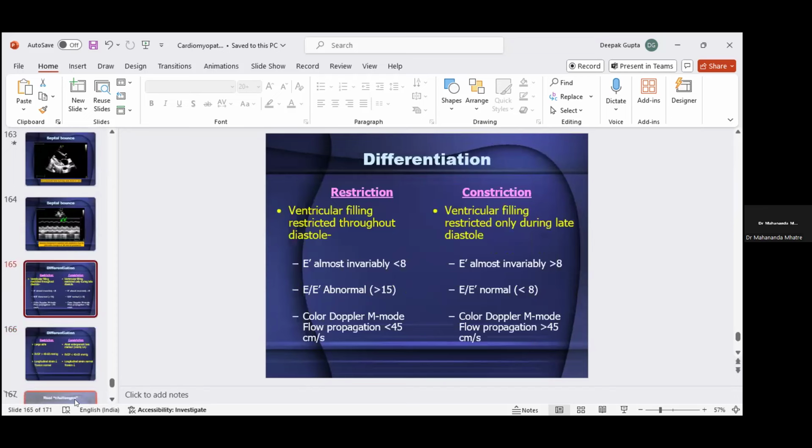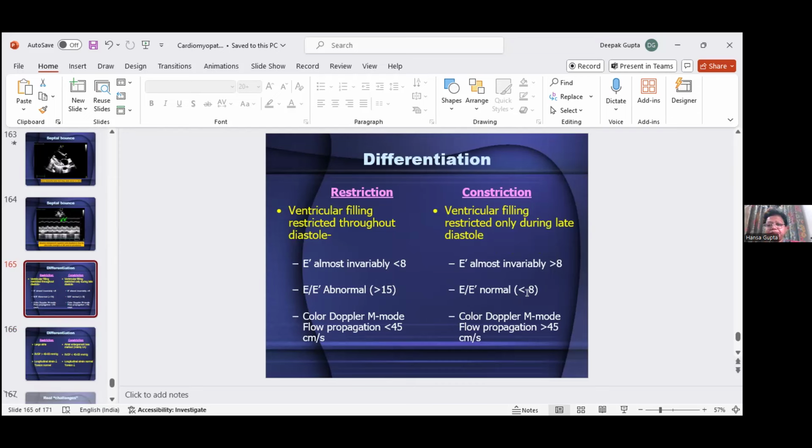See here. E prime is almost invariably less than 8 in one condition, and almost invariably more than 8 in the other. This is the TDI you're talking about, the mitral annulus. E upon E prime is abnormal, more than 15, in one. E upon E prime is normal here, less than 8. Did this answer your question? Yes, madam. This is what I wanted. Thank you, madam.